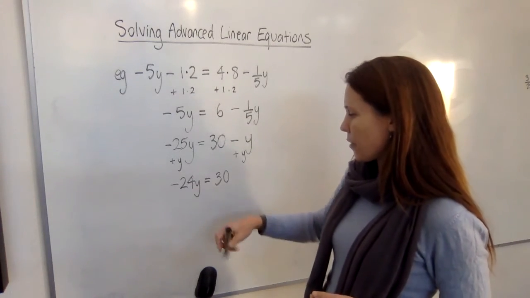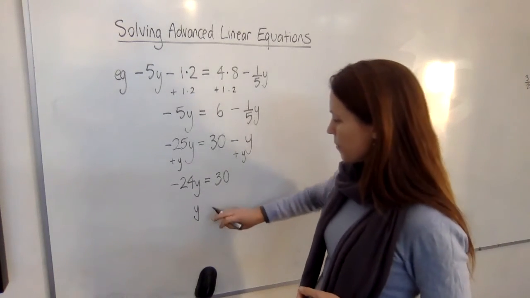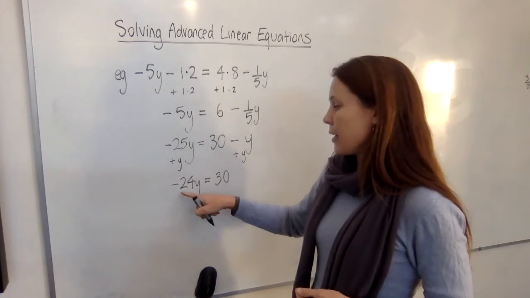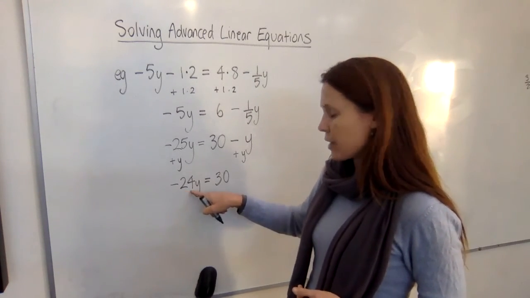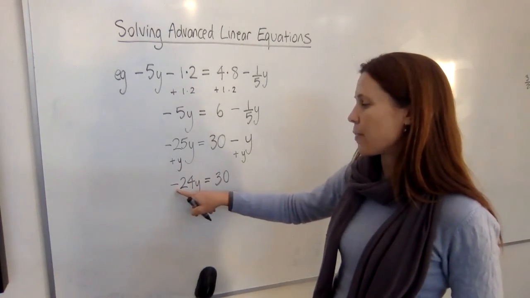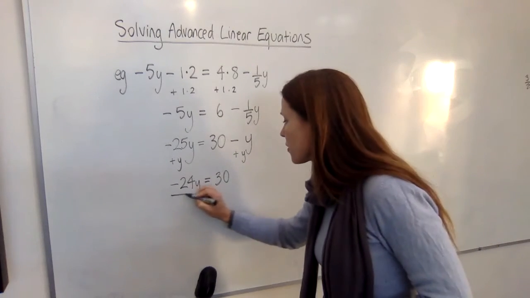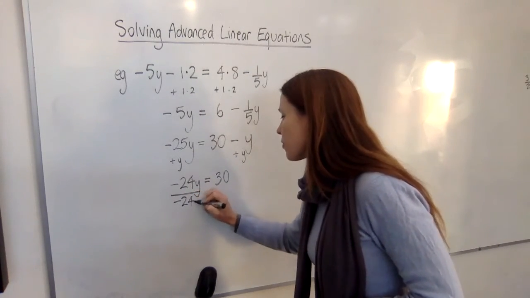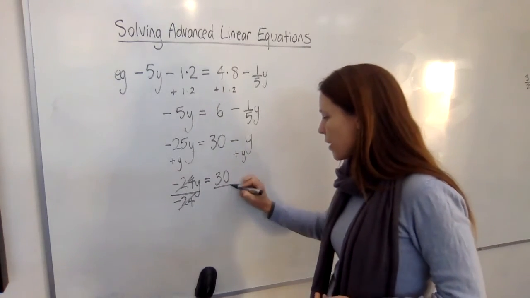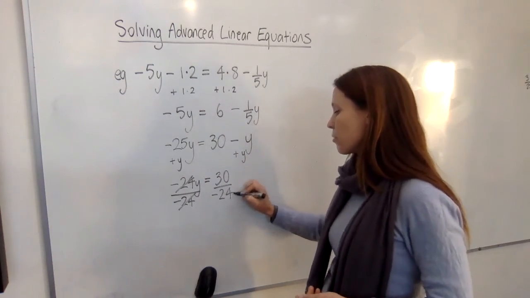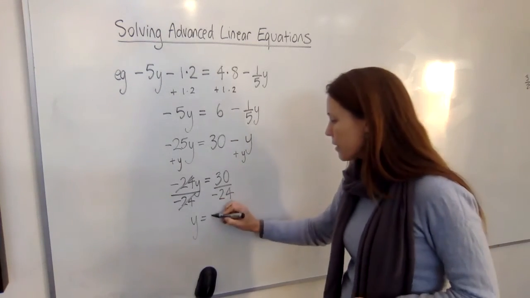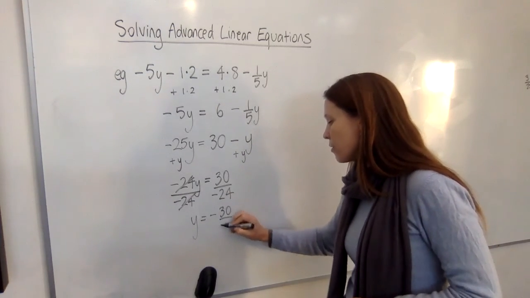Now last step, I've got more y's than I want here. So, we're cutting a step out. Let's divide by minus 24. Why are we doing that? Because this y has been multiplied by minus 24. So we can undo that by dividing by minus 24. Those will then cancel and we'll just have y. But to keep it fair, we have to divide this side by minus 24 as well. So y is equal to minus 30 over 24.